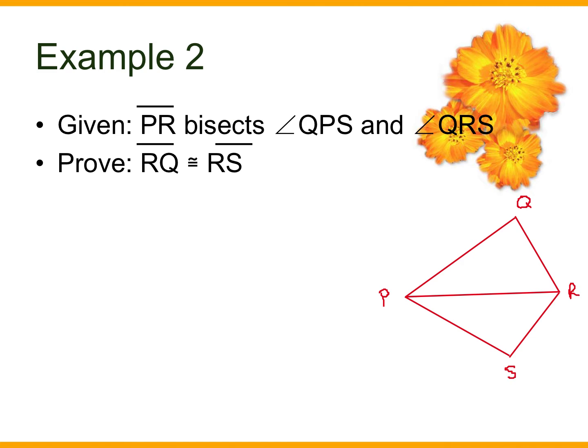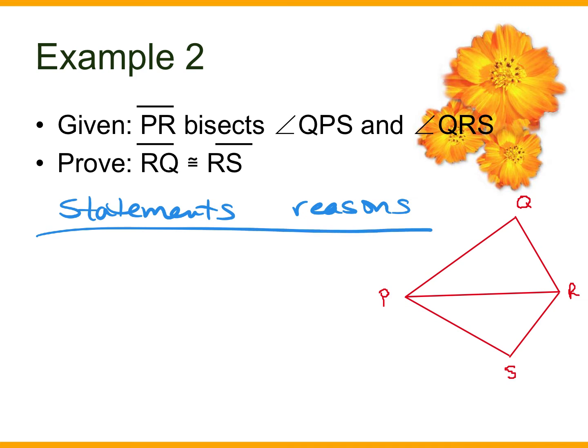So my next one, again, another proof. So statements and reasons. So again, notice they're not asking me to prove that the triangles are congruent. They're asking me to show that side RQ is congruent to RS. But what I'm going to do first is show that the triangles are congruent. And then my last step is going to be that CPCTC, that the corresponding parts of the triangles that I just proved are congruent are also congruent.